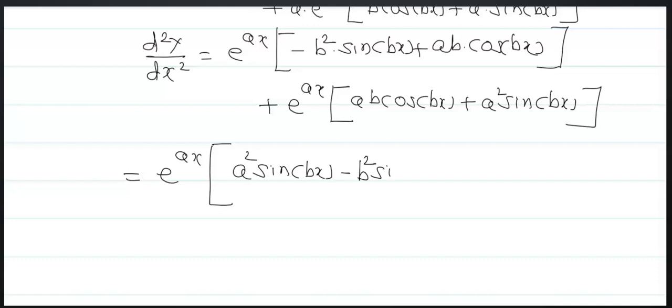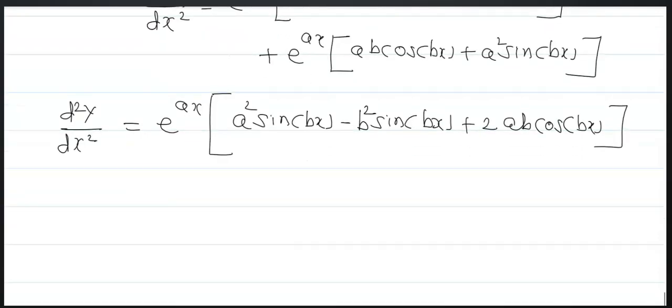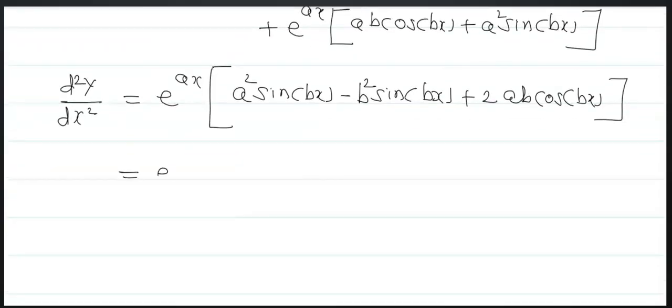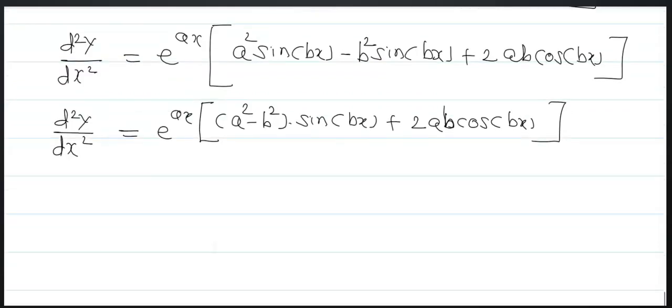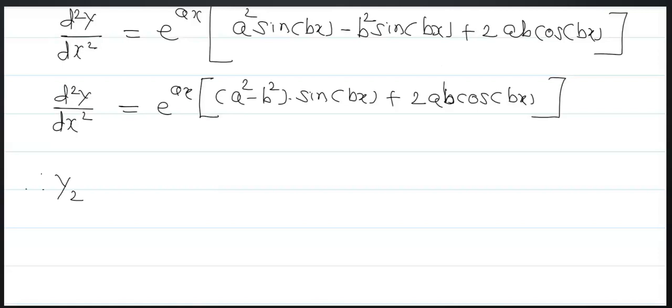Then you are getting a² sin(bx) minus b² sin(bx) plus 2ab cos(bx). So d²y/dx² is equal to e^(ax) in bracket (a² minus b²) sin(bx) plus 2ab cos(bx). This is d²y/dx², and that is nothing but the y.